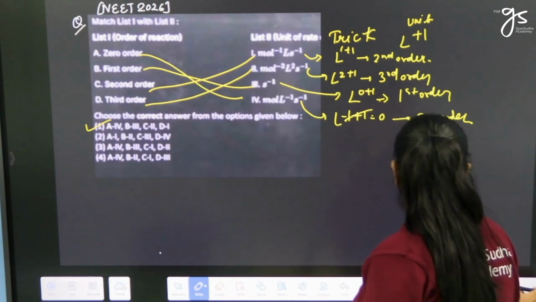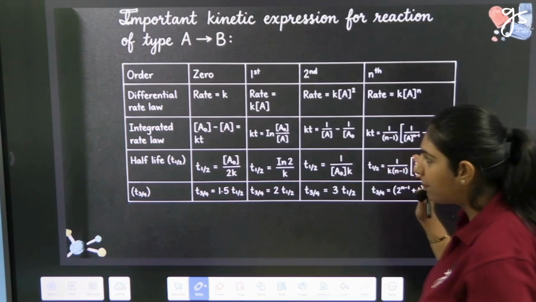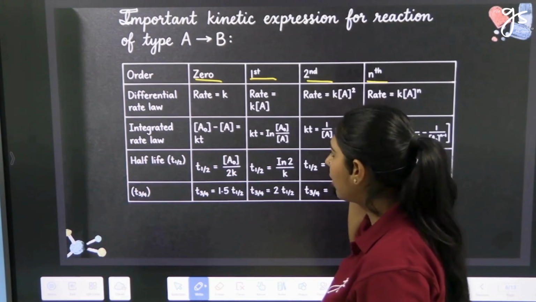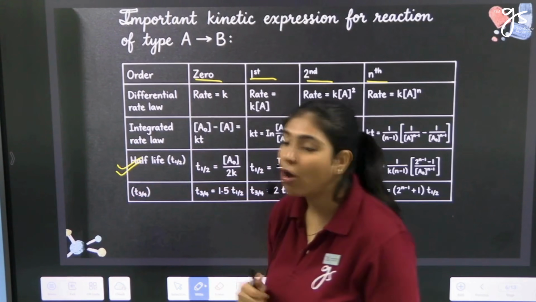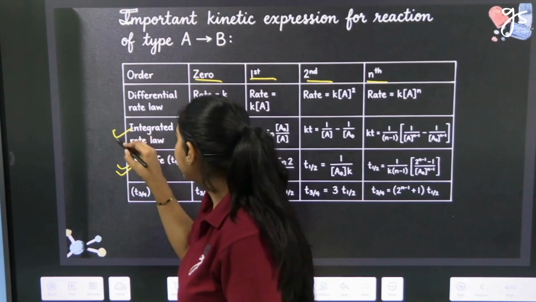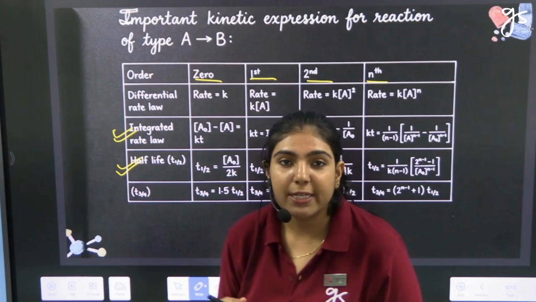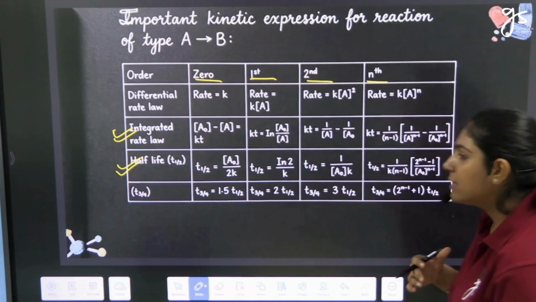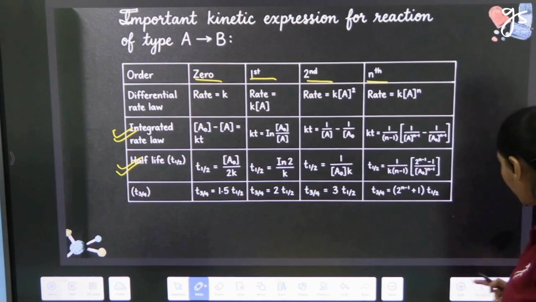Now moving ahead with our next topic, that is the important formulas for this chapter for the zero order, first order, second order and nth order. What is the most important? That is the half-life, which you should always know, and the integrated rate law. So you can again take a screenshot of this page for your reference for quick revision as well. So I'm just moving aside for a moment. Yes, I hope you have done it.